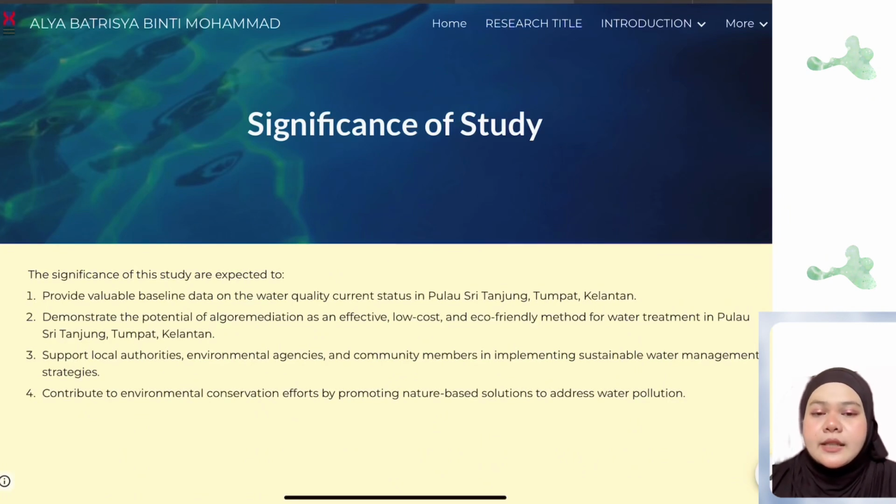Then, the significance of this study: it is expected to provide valuable baseline data on the current water quality status in Pulau Seri Tanjung, Tumpat, Kelantan; demonstrate the potential of algoremediation as an effective, low-cost, and eco-friendly method for water treatment in Pulau Seri Tanjung, Tumpat, Kelantan; then support local authorities, environmental agencies, and community members in implementing sustainable water management strategies. The last one, contribute to environmental conservation efforts by promoting nature-based solutions to address water pollution.